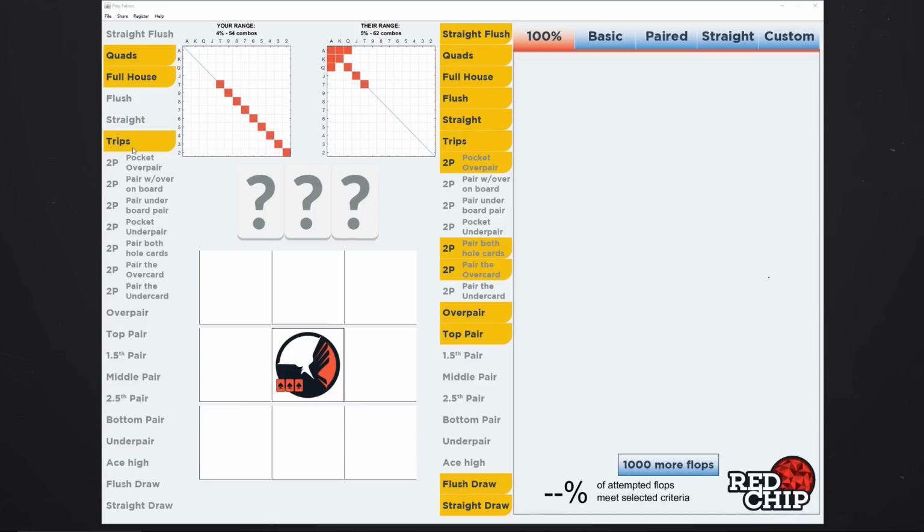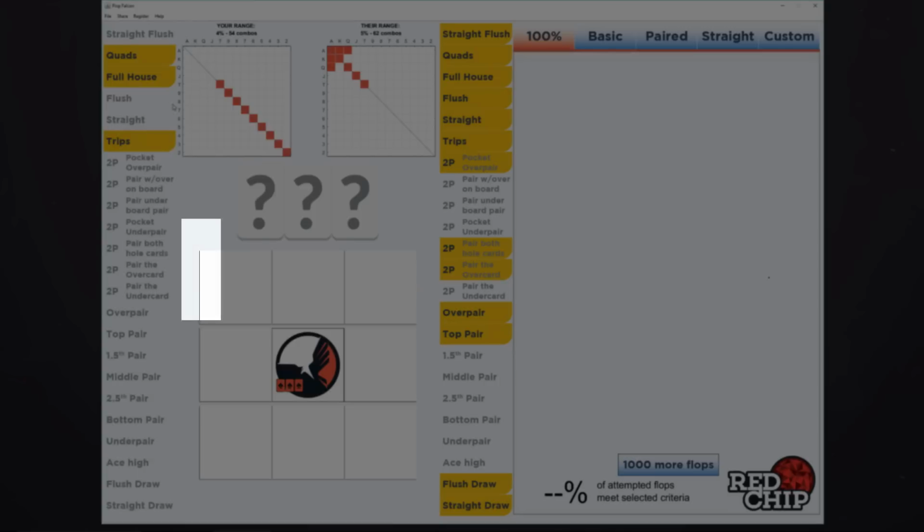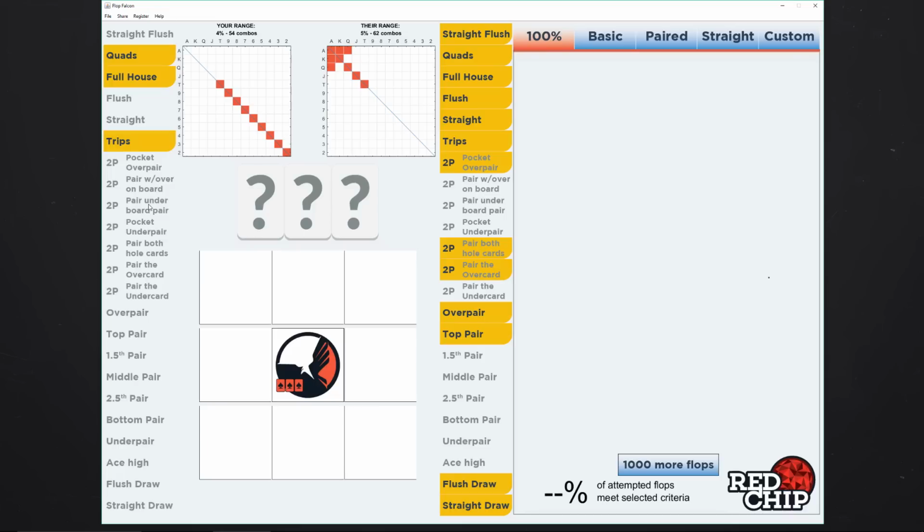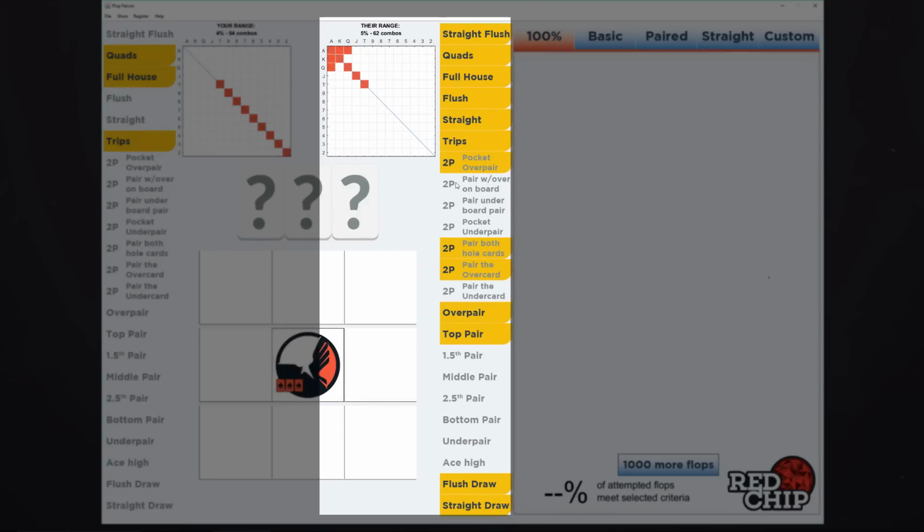So Falcon is a PC-only software that allows you to get extremely granular when it comes to flop exploration. I want to run you through the UI first so we get a general feel for what's going on here. On the left side of this half, we have our range and our hits, and we'll talk about what hits are in a moment. On the right, we have their range and their hits.